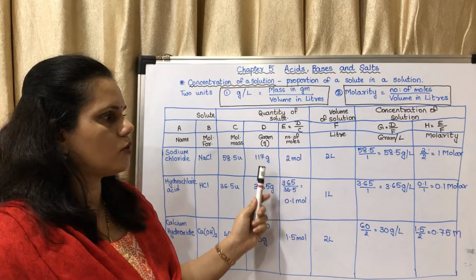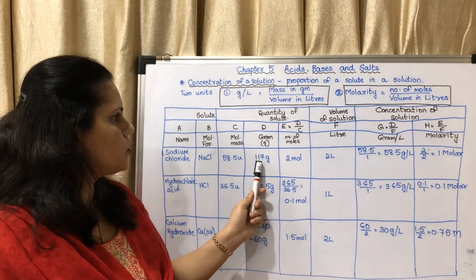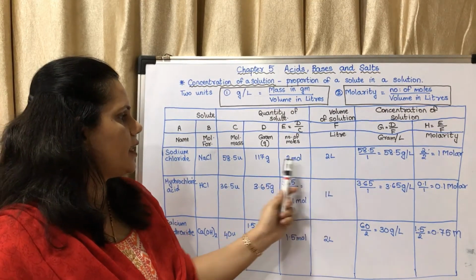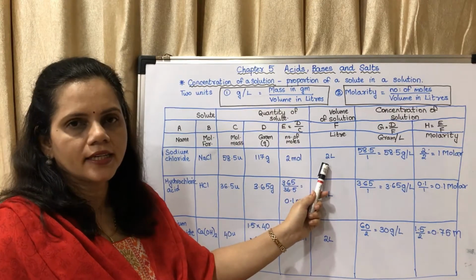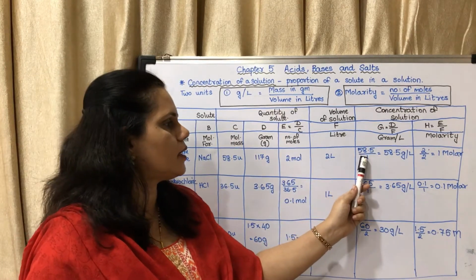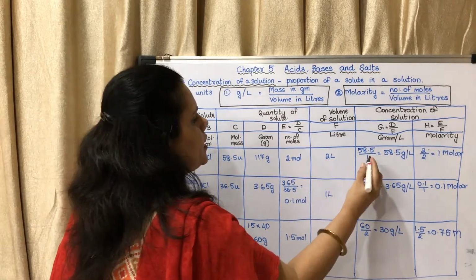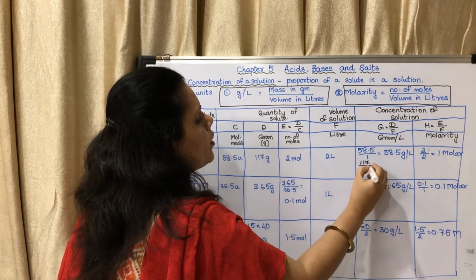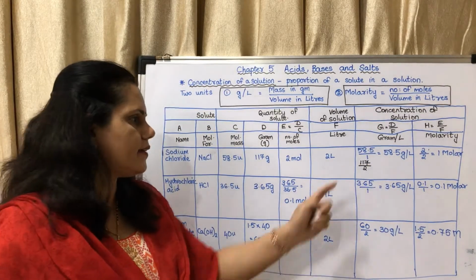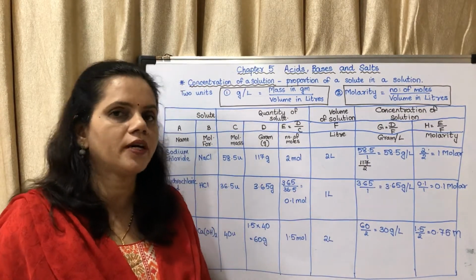117 grams in 2 liters. If you reduce it, it will come to 58.5 grams per liter. It is actually 117 upon 2 liters. Okay, it will give you 58.5 grams per liter.